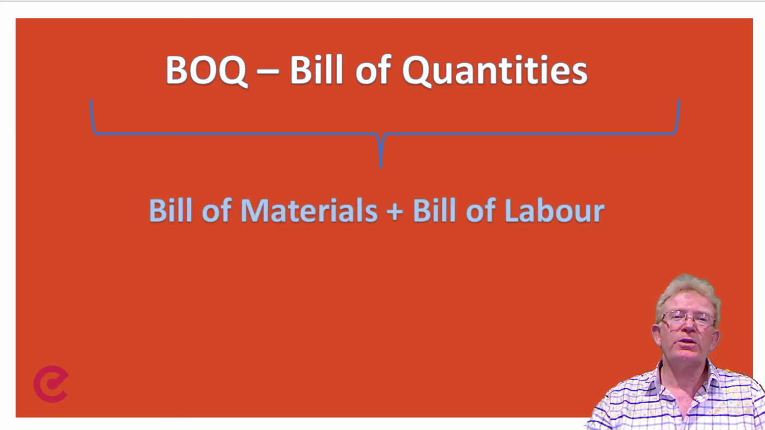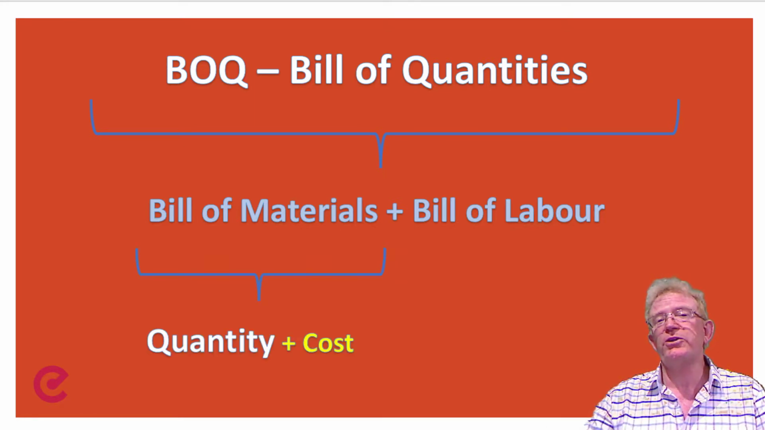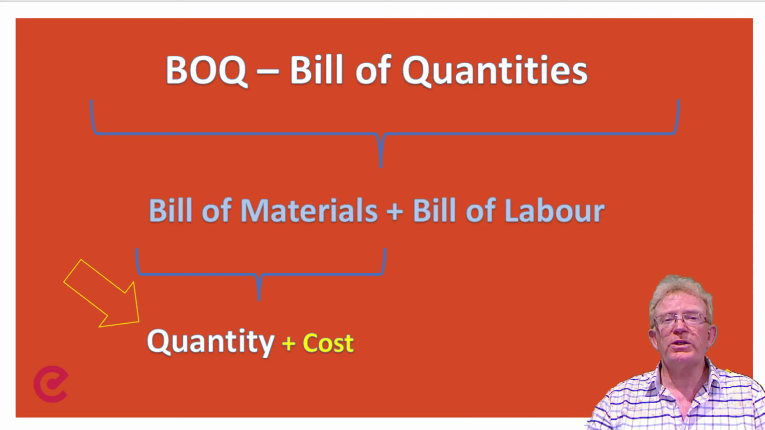To arrive at a bill of quantities, we're going to need to arrive at the bill of materials and the bill of labour. Now it makes sense that you can't do the bill of labour without the bill of materials. So to arrive at the bill of materials, we also need two parts, and that is the quantity of the materials that we're installing and the cost of those materials. We're principally interested when we're doing a takeoff in the quantity of the materials. That's what we're trying to determine.